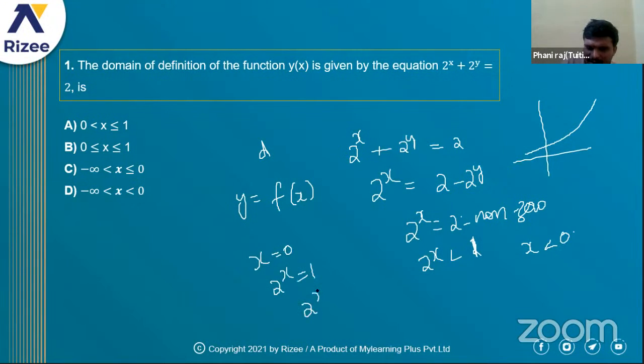If 2 power x is less than 1, that means what? x must be less than 0 because 2 power x is an increasing function. That's all you need. You can never have x equal to infinity. You can never have it equal to 0 also. So the answer is D. Is this clear, everybody?